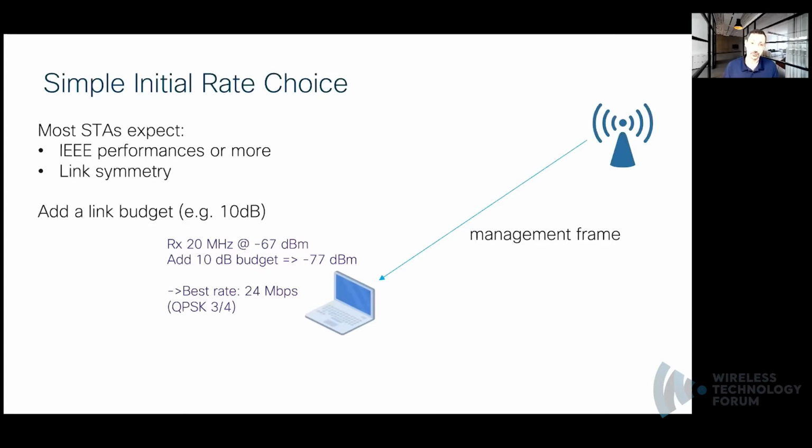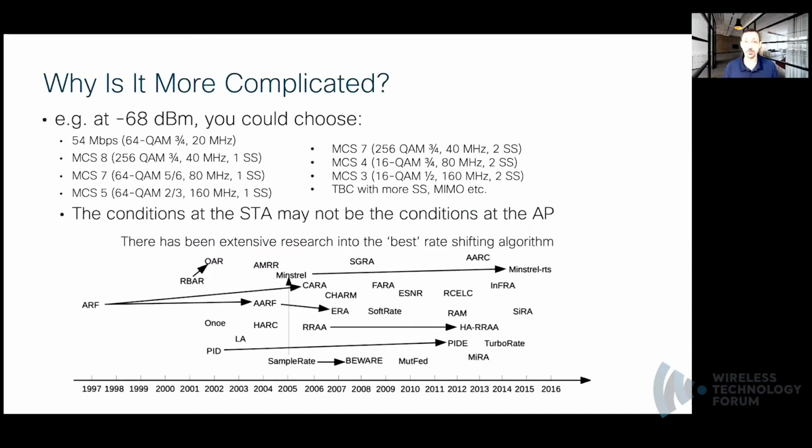And the reason why is because for any given signal level, now you have multiple choices. So if you pick any good signal at the edge of the cell, like minus 68 dBm, for example, depending on the number of spatial streams that you want to use, depending on the channel width that you want to use, you may have a multiplicity of choices between the data rates that you could be using. So which one is the best? Well, it's not clear. Why would you choose 2 streams instead of 1? Would you pick 80 megahertz instead of 40? Sending 1 stream instead of 2?